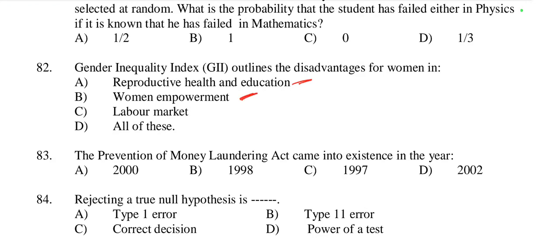Then women empowerment, this is also included in gender inequality. Then labor market participation. In labor market participation, in comparison to males, females are less. So in labor market participation also gender inequality is found. So all of these are right options for the gender inequality index. So D is the correct option.